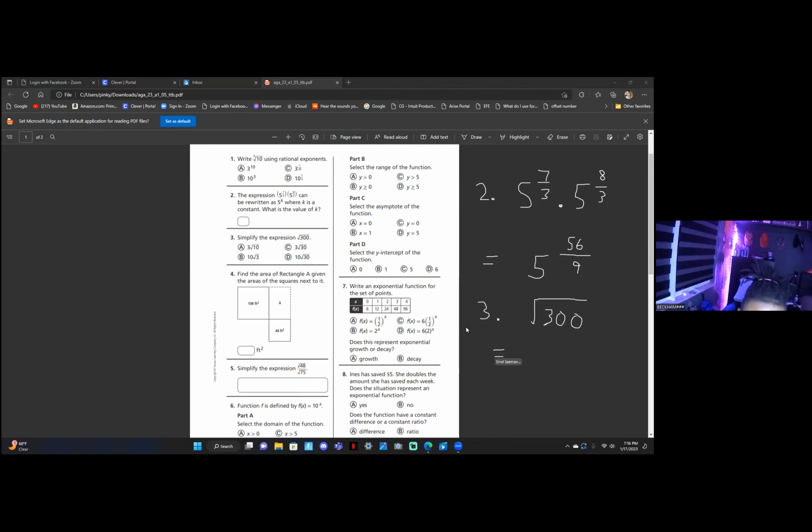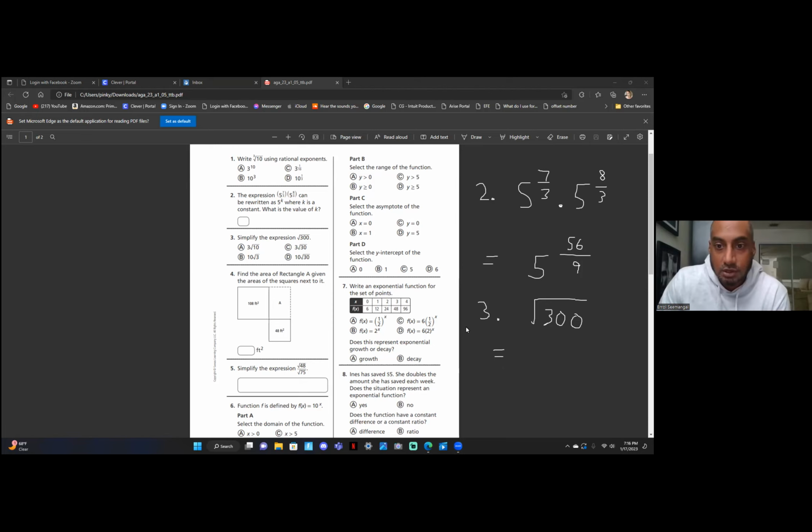We simplify it. Yes, so ask yourself, what's the biggest perfect square that goes into 300? 10? 10 is not a perfect square. 1 squared is 1, 2 squared is 4, 3 squared is 9, 4 squared is 16, right? So your perfect squares are 1 squared, 2 squared, 3 squared, 4 squared, 5 squared, 6 squared, and so on. Which one of those is the biggest one that goes into 300?